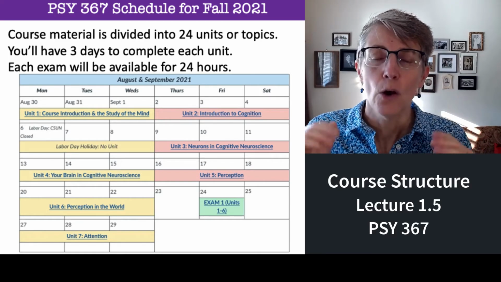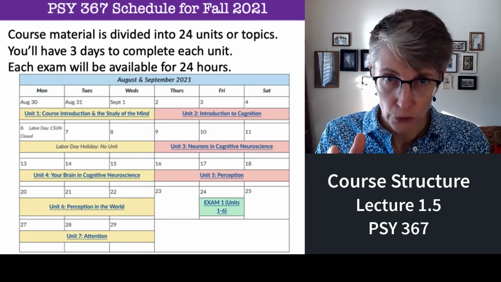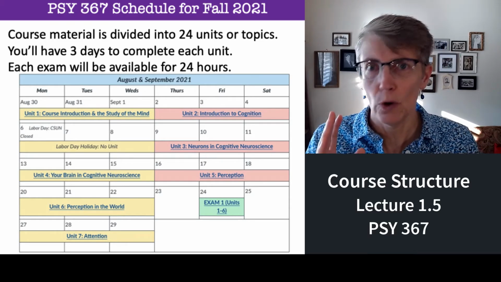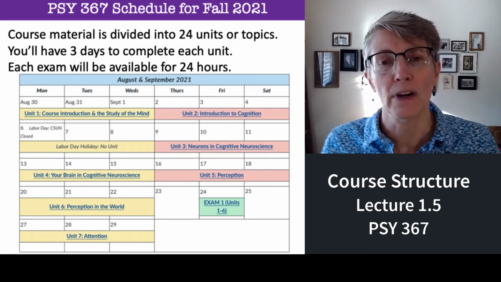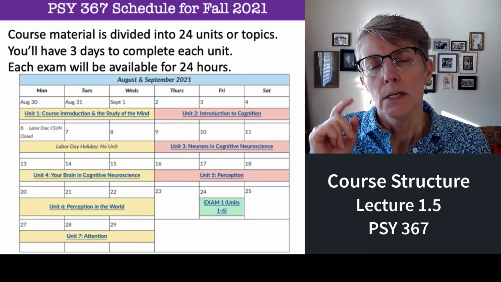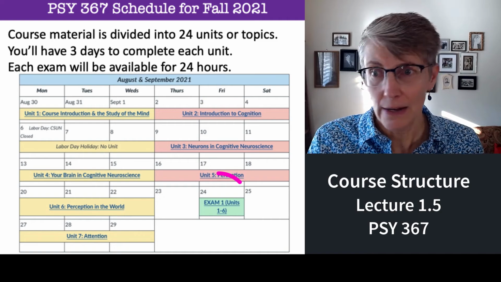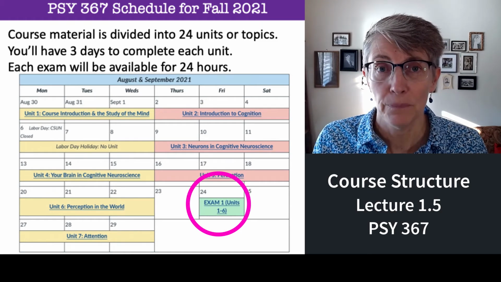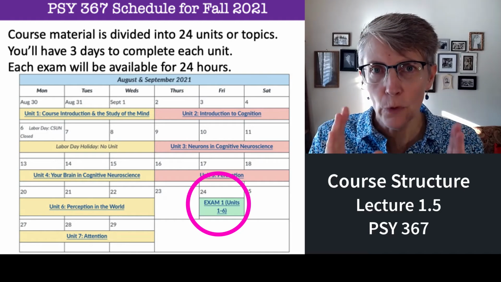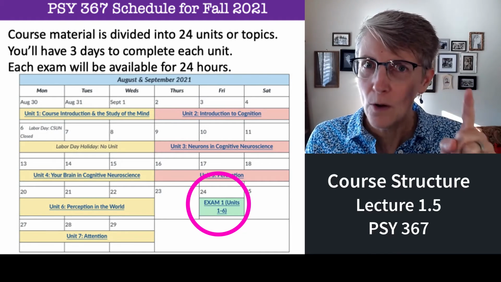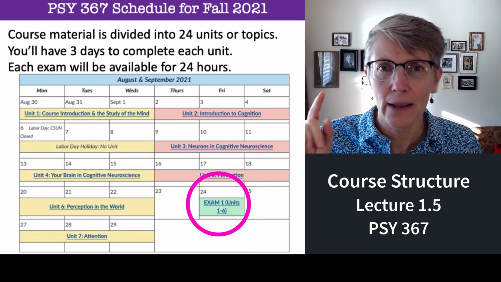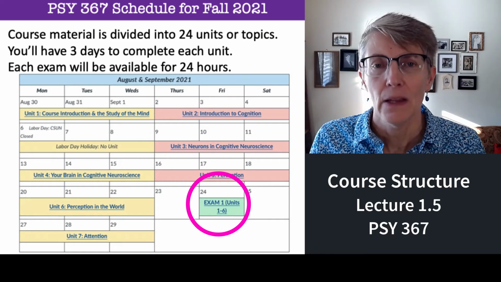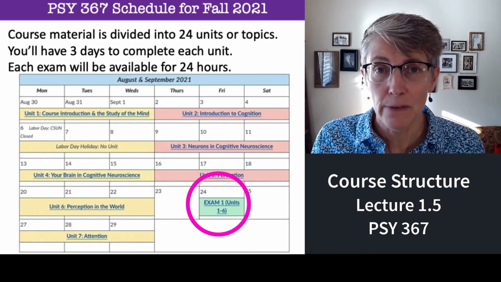Unit 6 will be the last unit that you complete before Exam 1. And that unit will be due at midnight on Wednesday, the 22nd. Then on Friday, September 24th, you'll have your first exam. It'll be available for 24 hours, anytime from 12:01 a.m. that Friday until 11:59 p.m. that Friday. You'll have 75 minutes to complete it.